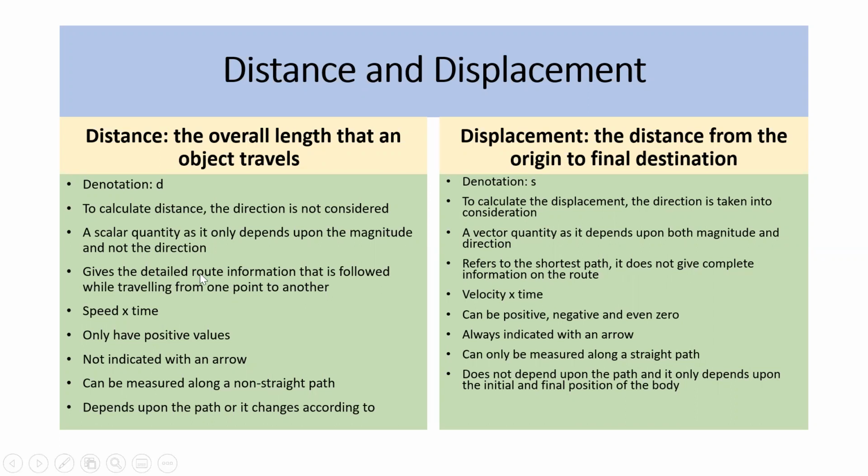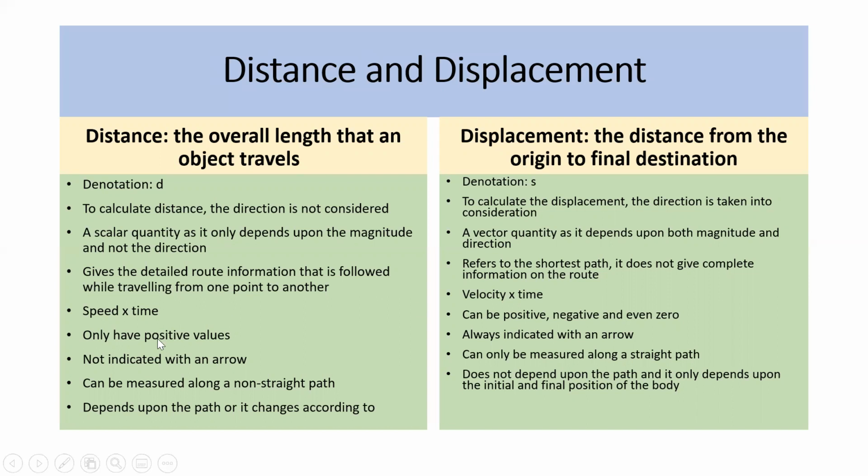Distance will give the detailed route information that is followed while traveling from one point to another point. Displacement refers to the shortest path. It does not give any complete information on the road. The formula to find the distance is speed times time. The formula to find the displacement is velocity times time.